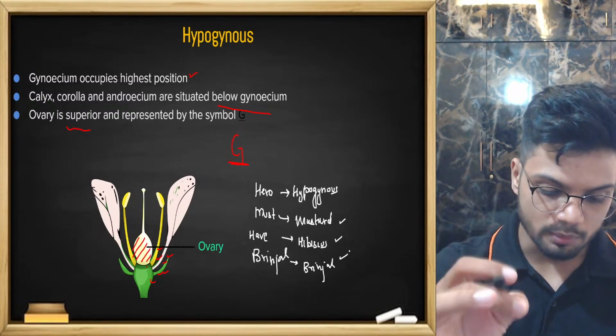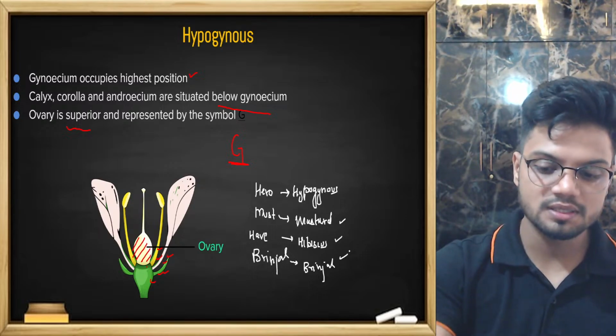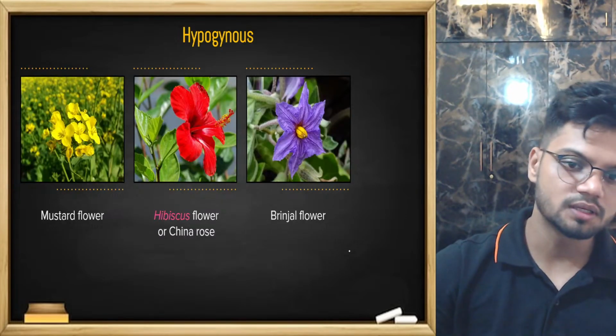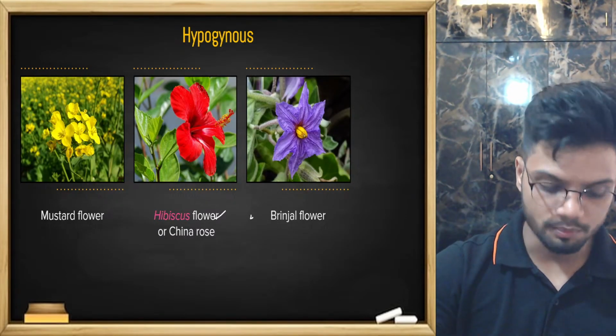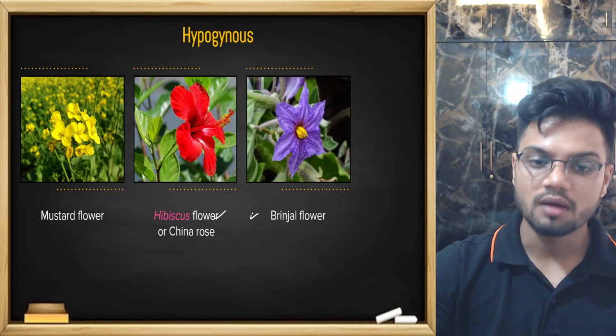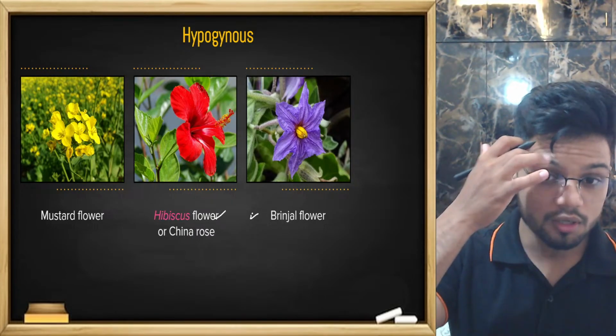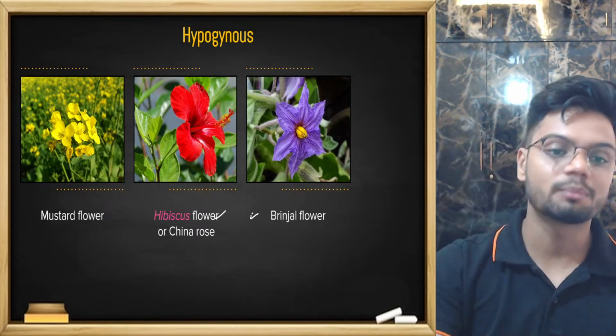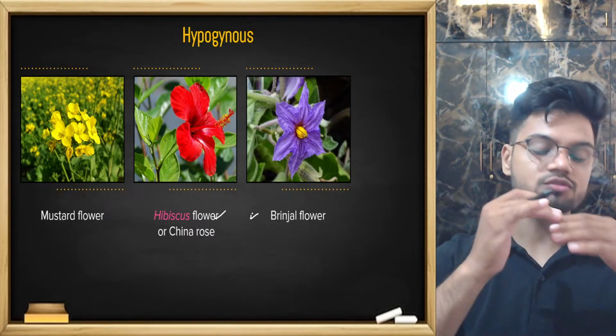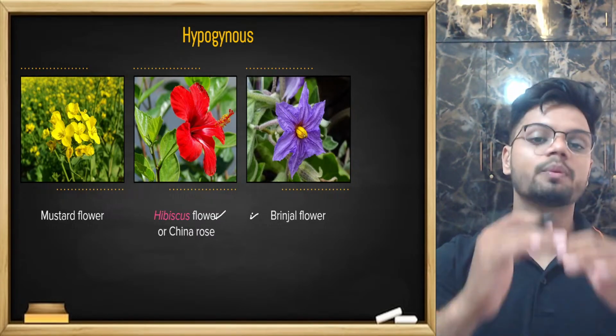Will you remember this now, students? Yes. Mustard, hibiscus or China rose, and brinjal are the three different examples for hypogynous condition, where the ovary is on the top and called a superior ovary.